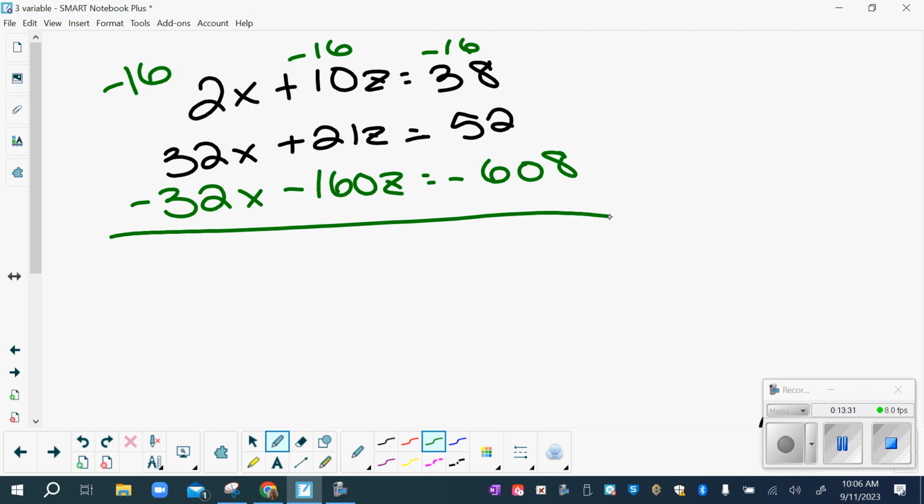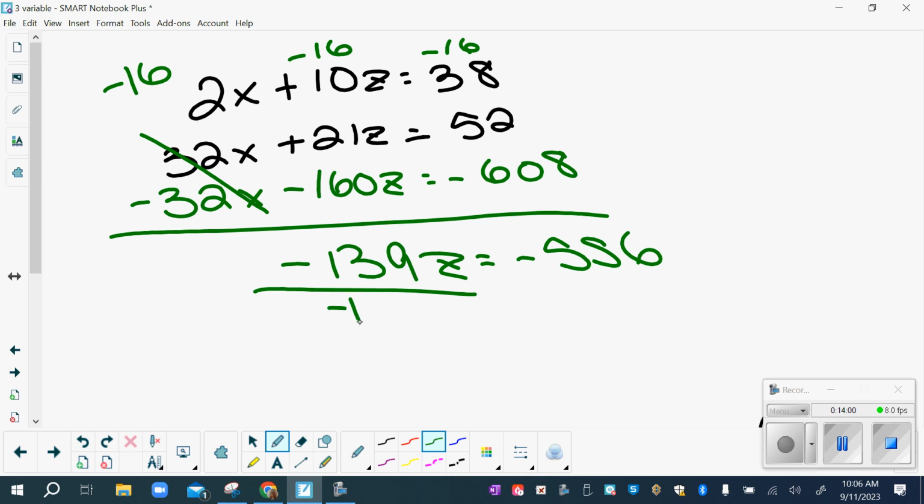Drawing a line. Those go away. We're going to do all calculator. We're going to say 160 minus 21. I think we got 139. Negative 139z equals 608 minus 52, but it's negative. Negative 556. Right now you're thinking, Missy, I hate you. Those are stupid numbers. And I'm like, trust me, it's all okay, my sweet lambs.